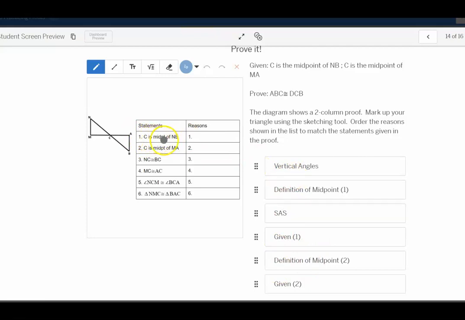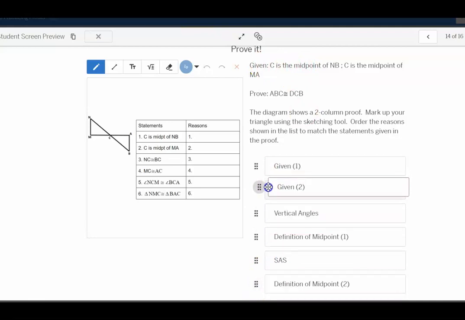So they said C is the midpoint of NB. What is the reasoning for that? Well, we know at the beginning, we always are going to have the given as our reasoning, right? So that's going to be the first given, and then the second one, C is the midpoint of MA, is the second given. So they helped us out by giving us a 1 and 2 since we had two givens.